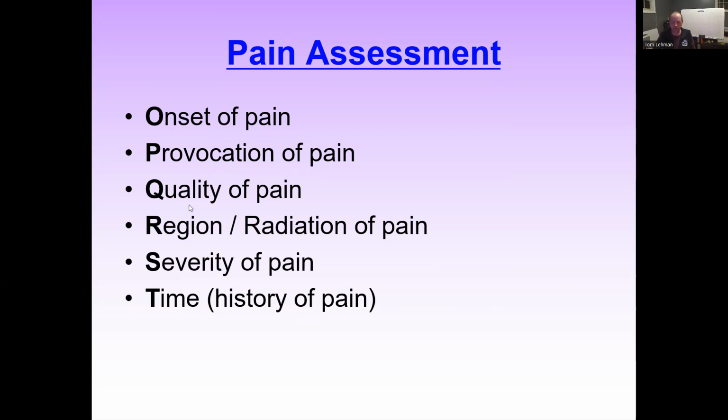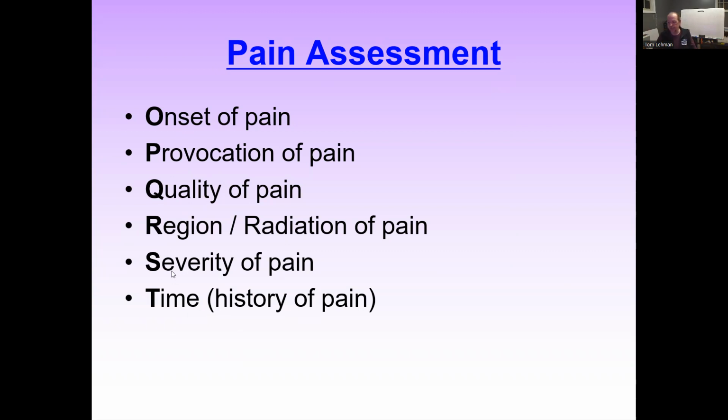The quality of the pain, was it sharp? Is it acute? Is it diffuse? Is it throbbing? The region, where in the body does it hurt? Is it spreading? Severity, pain on a scale of 1 to 10 kind of thing. And time. Have you had this kind of pain before? How long has it been going on? So asking these questions of your patient allows you to get a lot of good quantifiable information that helps you to be able to diagnose what's going on.